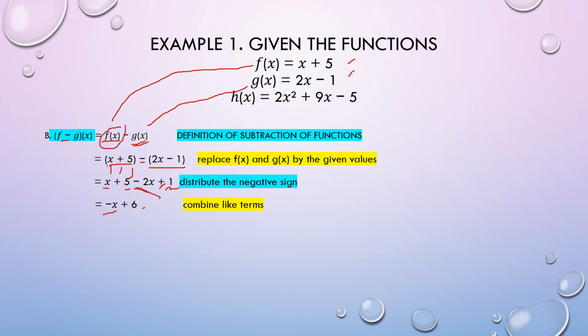So we cannot combine negative x plus 6 because they are not like terms. They are different terms. Okay? This one is variable and this is a constant term.